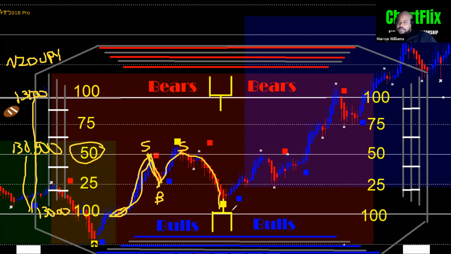Now look what happens. It goes back to the 50 line. What can you do here? Place a trade, right? It drops back down 25 pips. And eventually you can place a buy right here. And eventually that price goes all the way up and finally hits from 130 to 131. So there's your 100 pip move. That's what I'm trying to get to you today, people.